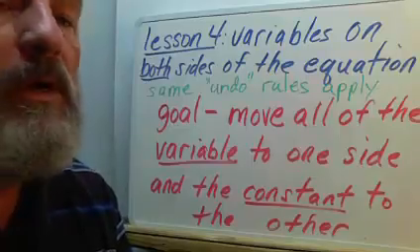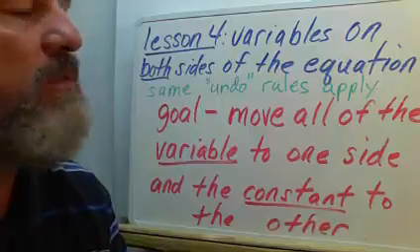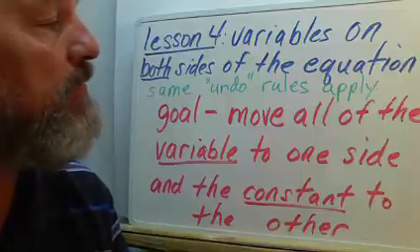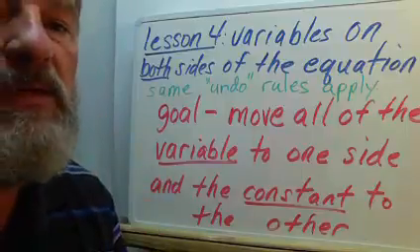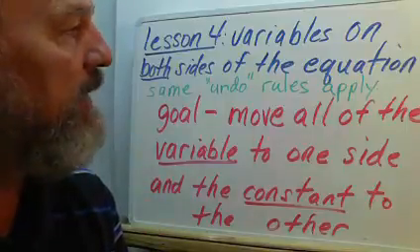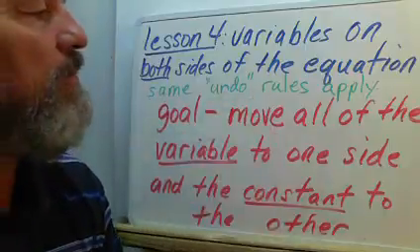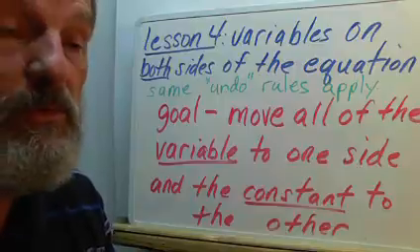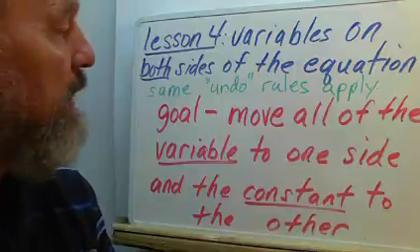This is lesson 4, variables on both sides of the equation. So the key thing here is that we're going to have variables both on the left side of the equal sign and on the right side of the equal sign. All of the same undo rules apply. In order to get rid of 4x on one side, you would subtract 4x from that side, etc.